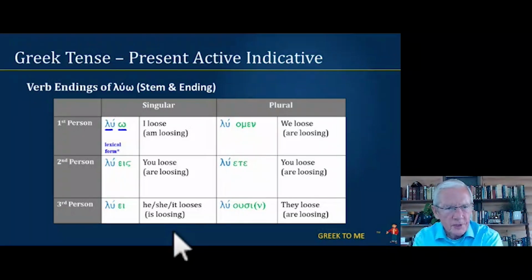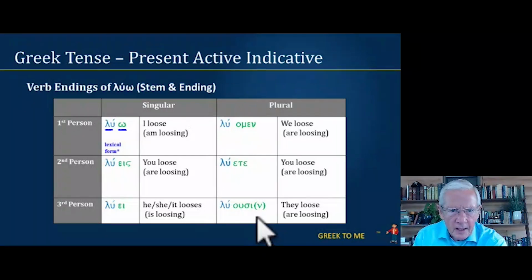So let's pronounce these together. Luo, lues, lue. Luamen, lueta, luusi, or luusin. Let's say it one more time. Luo, lues, lue. Luamen, lueta, luusi.